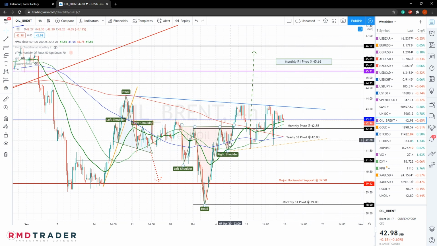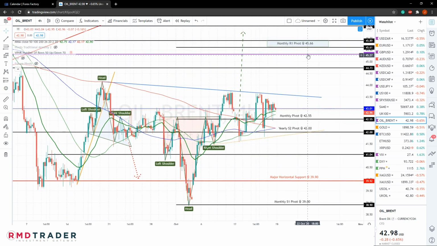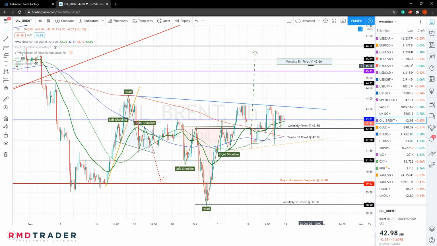propel us all the way to our inverted head and shoulder target, which sits around this 46.27 area, although it would also be a fair target expectation at around 45.60 to 45.85, which is just above our monthly R1 pivot level. There's also quite a few areas of resistance in between at 44.75 and also at 45.30.